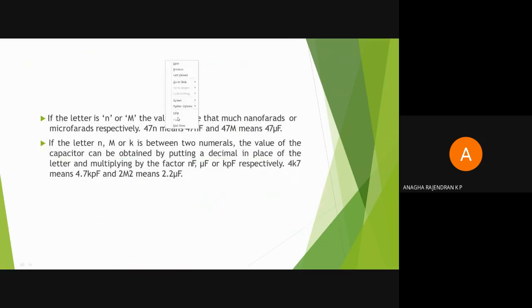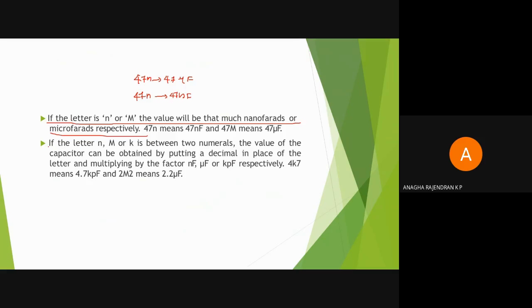And what is the fourth point? If the letter is N or M, the value will be that much nanofarad or microfarad respectively. We already discussed the case of K: 10K is equivalent to 10 kilo picofarad. If the two digits are followed by the letter N or M, then the value will be nanofarad or microfarad respectively. For example, if the code is 47N, that is equal to 47 nanofarad. If 47M, that is equivalent to 47 microfarad, in that way.